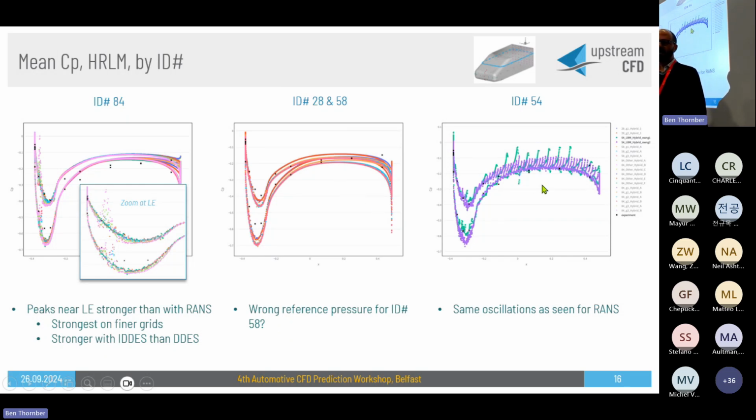And then ID 54, again, this is a lattice-Boltzmann method. And we see, as for RANS, we see these oscillations, and we see that they vary with the grid refinement in intensity and in wavelength.